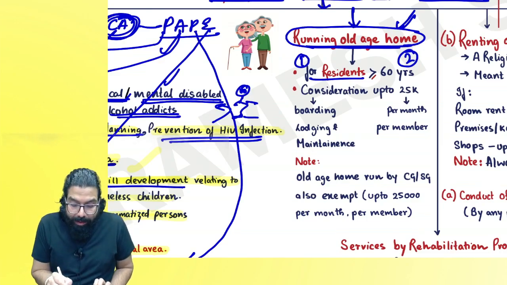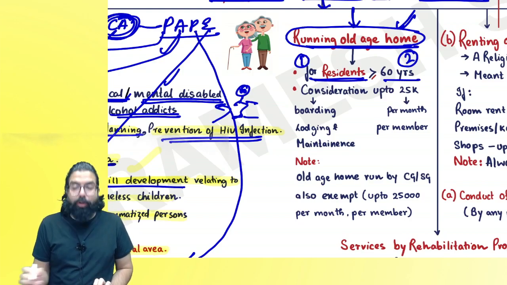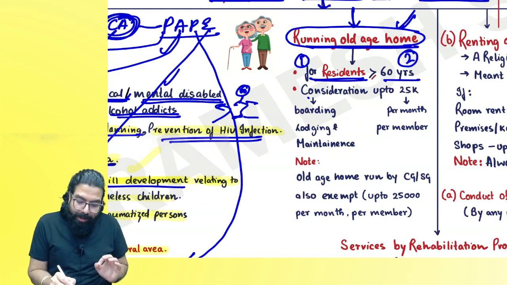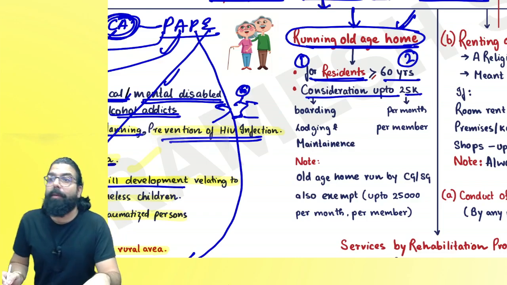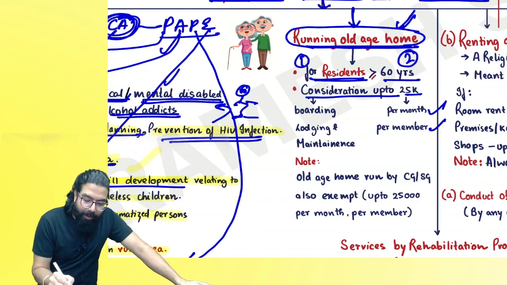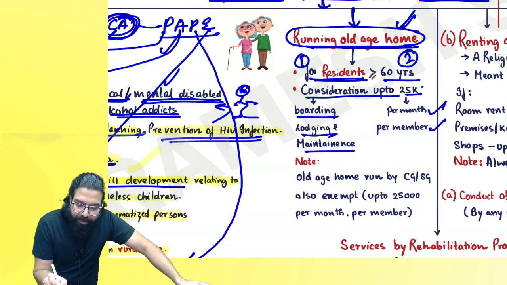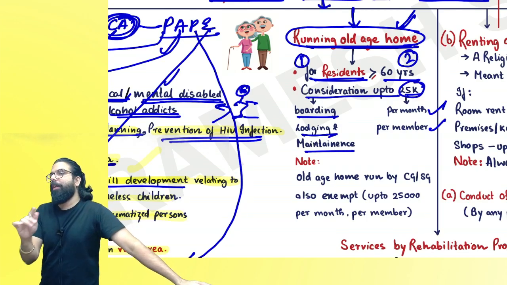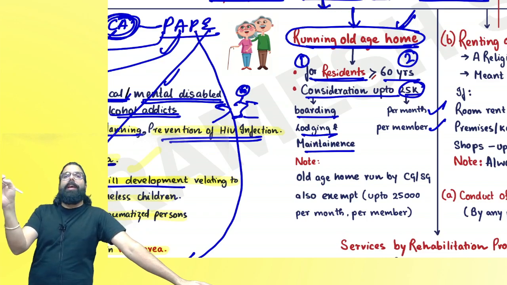Everyone here now. Running an old age home for residents greater than or equal to 60 years, and consideration is charged up to how much, everyone? 25,000 per month per member. Then, sir, for boarding, lodging and maintenance, if you are charging only up to 25,000, then you will not go ahead and charge any GST.